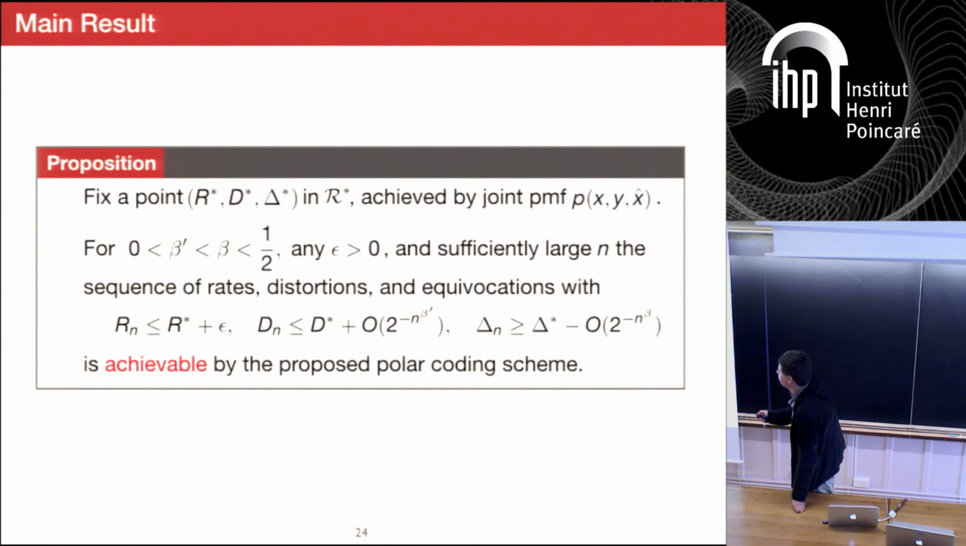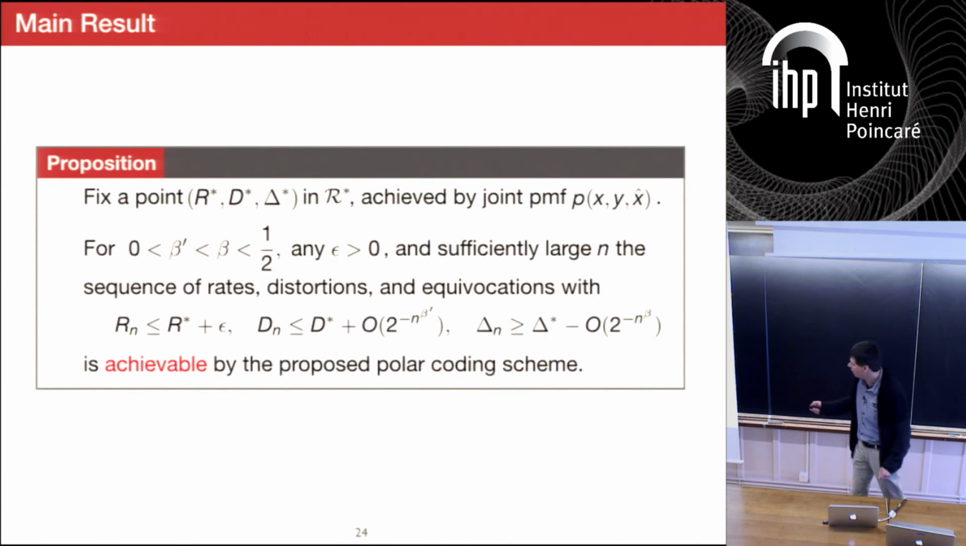The distortion is a bit smaller than this one here, and the equivocation is a bit bigger than this delta. And these terms are very small terms, order two to the minus... actually, it's order two to the minus square root of n. So this beta is a half, or it's smaller than a half. So these rates are achievable by the proposed polar coding scheme. So basically, the polar coding scheme does the job.